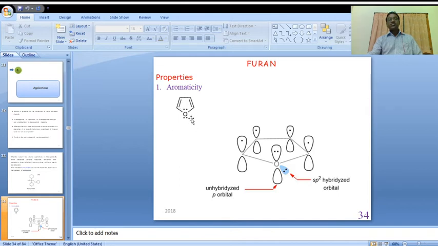Here also, the lone pair of electrons on the oxygen atom, that is the heteroatom, is involved in the formation of a cyclic delocalization cloud. Here please observe the clear structure with the orbitals.